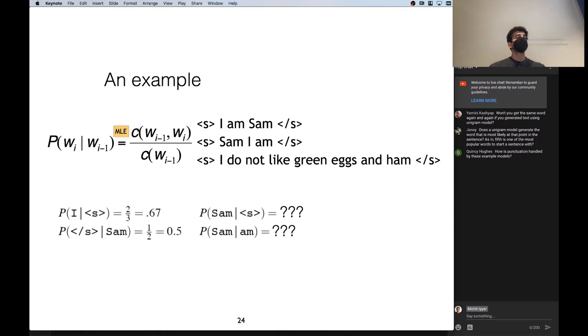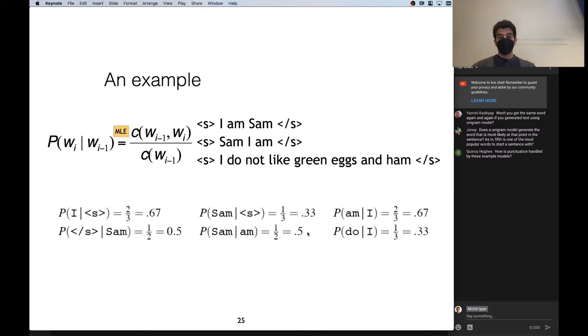And what about the probability of Sam given Am? So let's see here. How many times does Am occur? It looks like it occurs twice. And here, in this case, Sam occurs after Am. In this case, the end of sequence symbol occurs after Am. So this conditional probability is 1/2, right? All right, good, I was right.